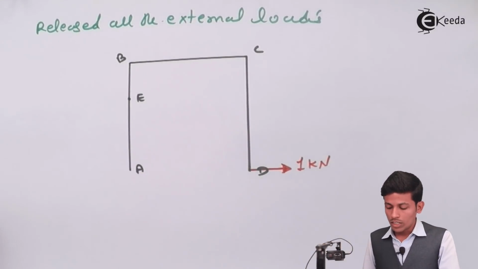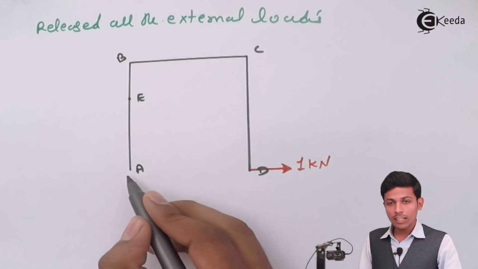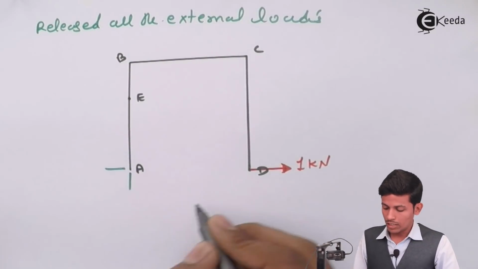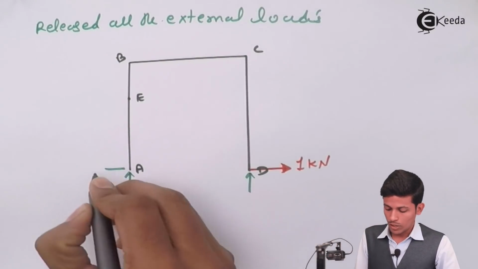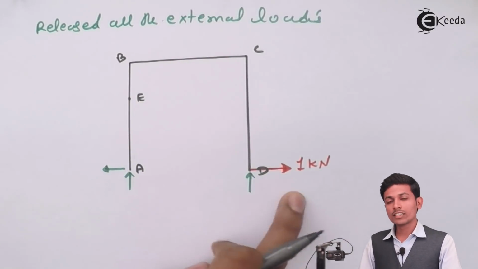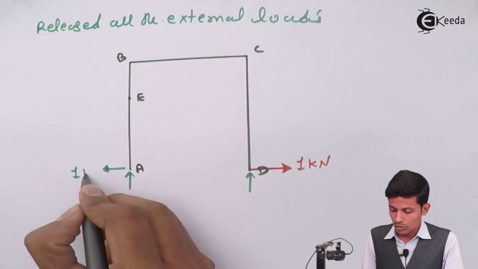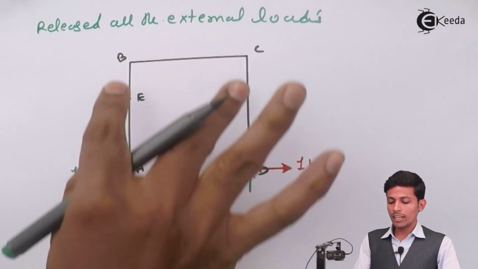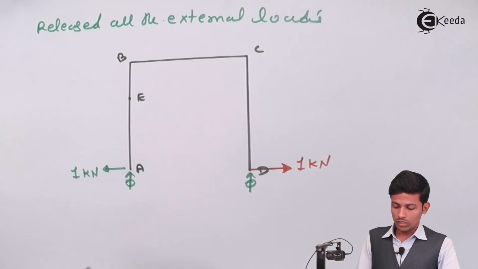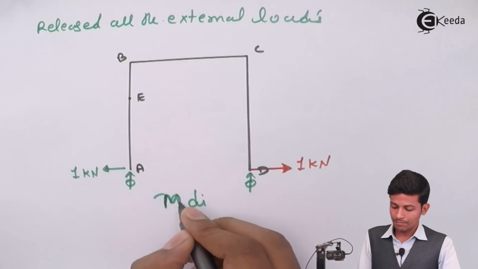Now while applying this 1 kilonewton, we have to balance it. Here I have the hinge support, so a reaction will come here, and this is the roller support, a reaction will come here too. This 1 kilonewton is going in this direction, so the hinge reaction will go in this direction, also 1 kilonewton. Vertically there are no reactions over here, that's why they will be 0. This is your small m diagram, sorry, this is a small m diagram.